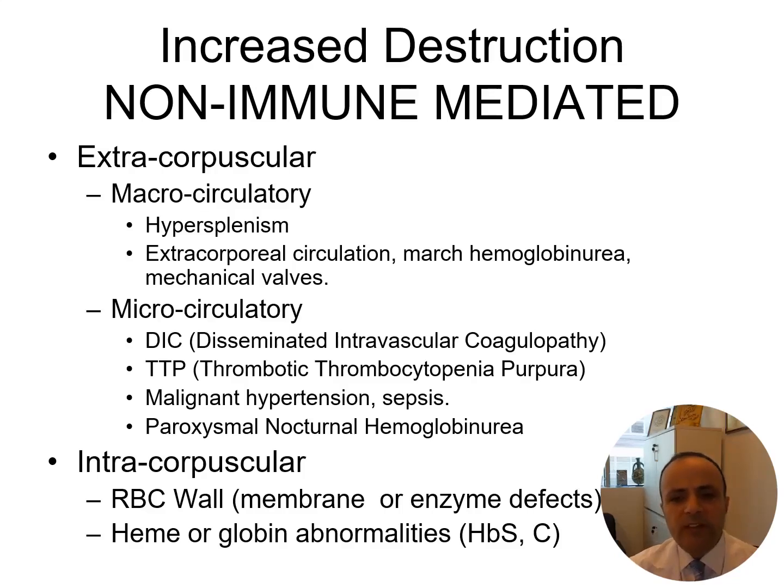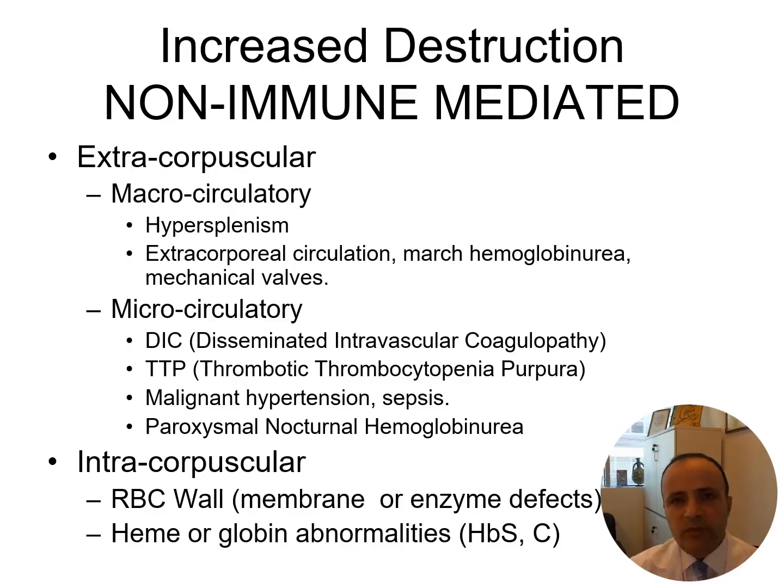More commonly these days it is due to mechanical valves. Somebody has a mitral valve or aortic valve replaced, and they put in a mechanical one, which is a piece of metal. Essentially, it acts like a hammer. With every heartbeat, it opens and closes. So whatever red cells are stuck in there can get hemolyzed, just like hitting the red cells with a hammer. Okay. So these are the macrocirculatory processes.